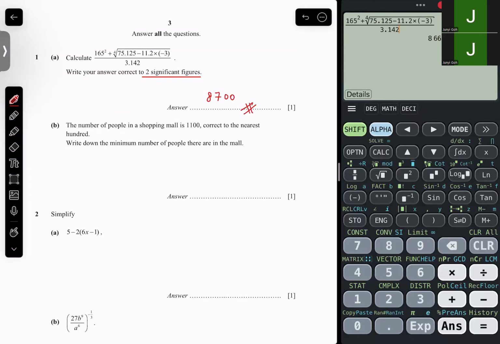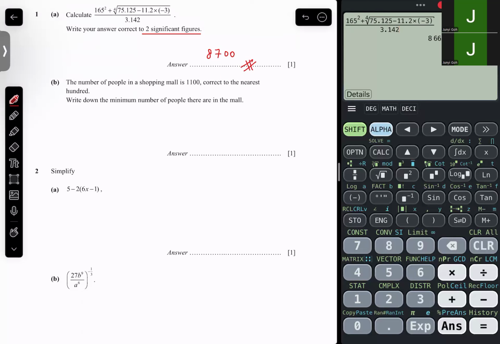B, the number of people in a shopping mall is 1,100 corrected to the nearest 100. Write down the minimum number of people in the hall. Now, when a number is rounded off, this number is in the center value, 1,100. There will be a number that will round up, and a number that will round down.